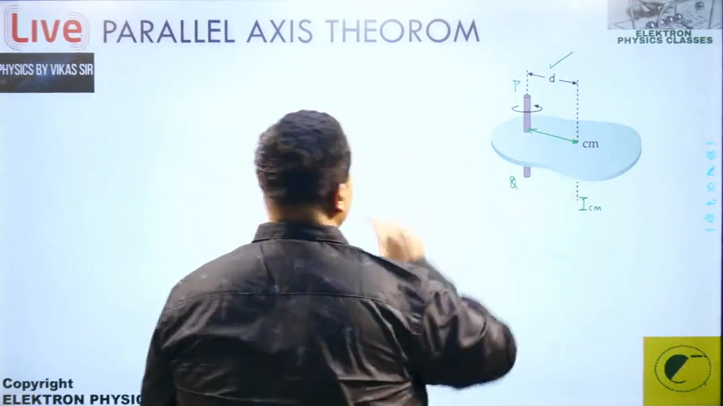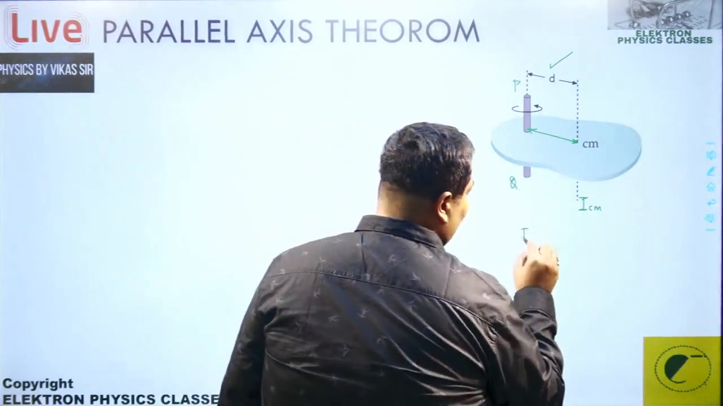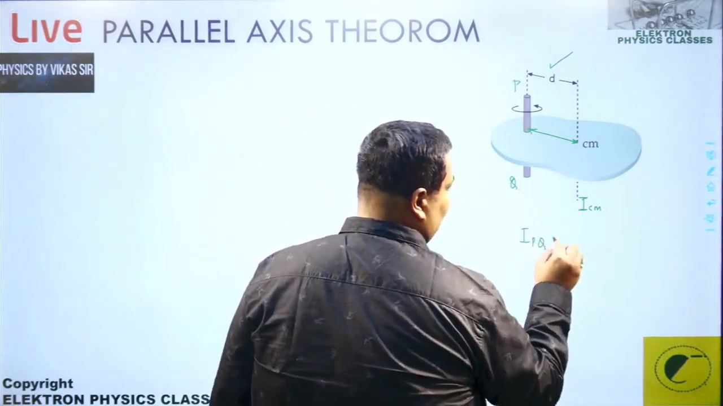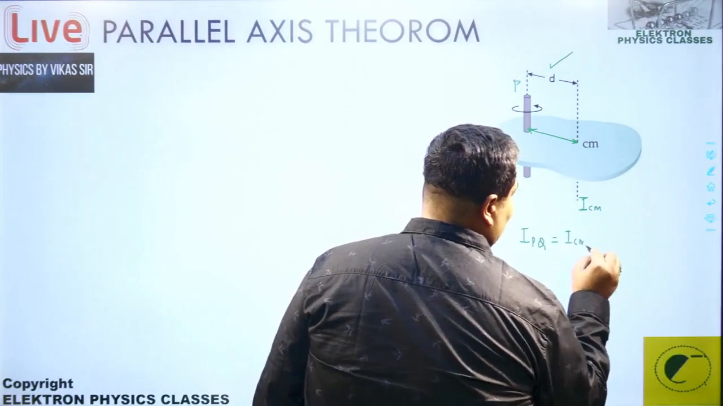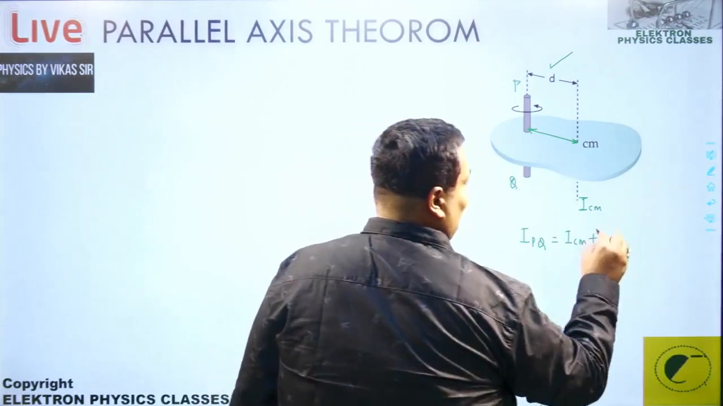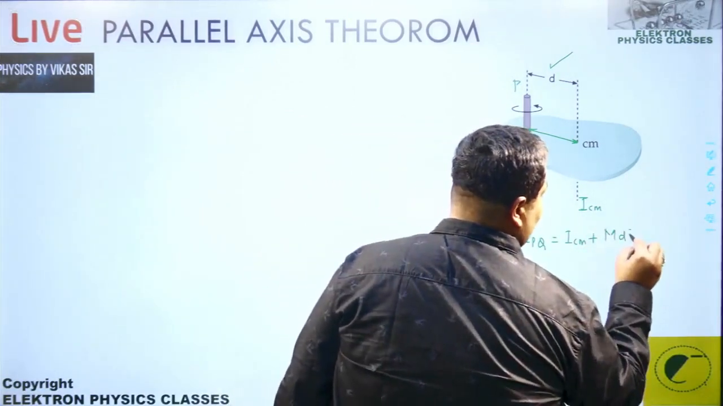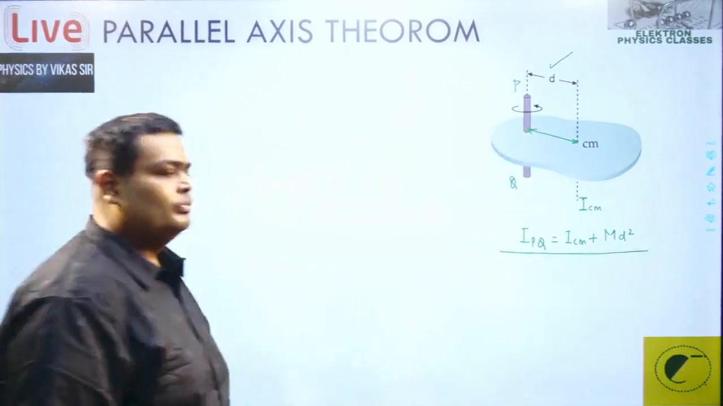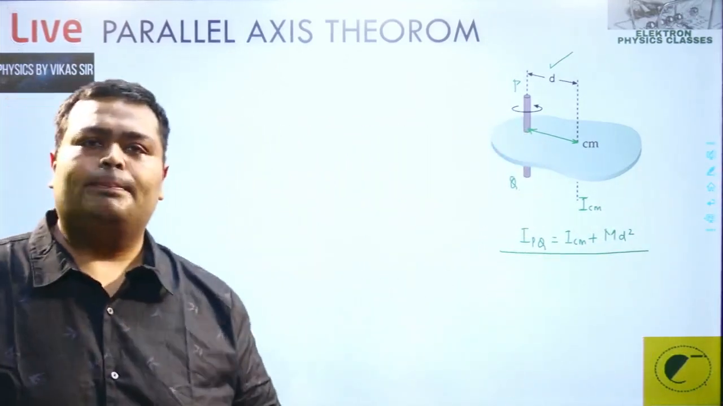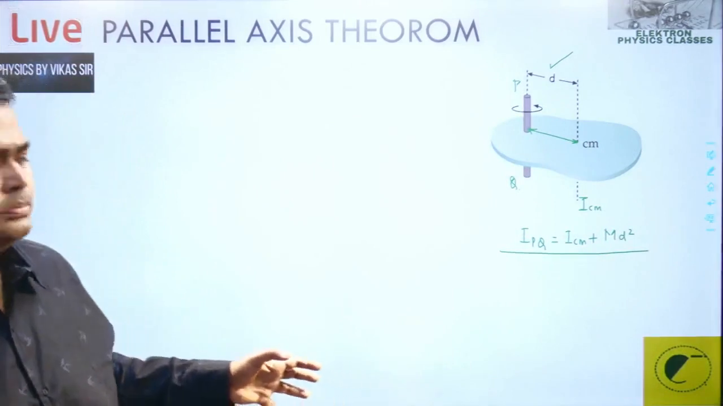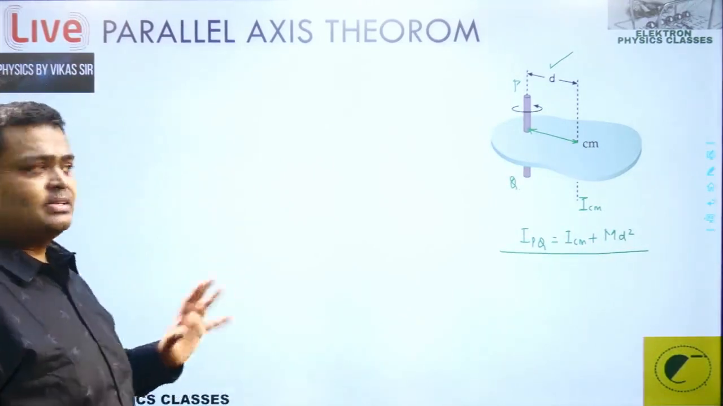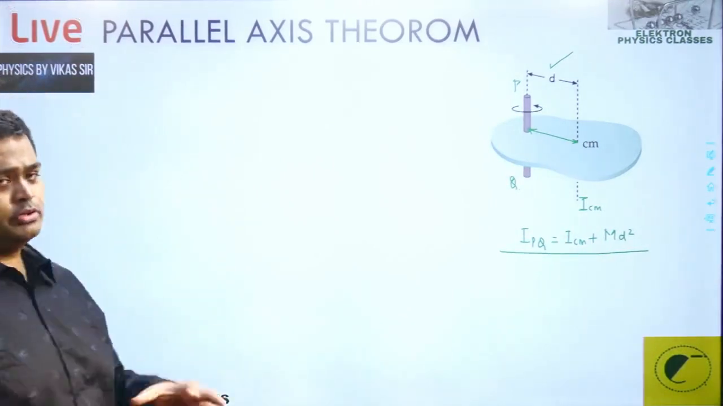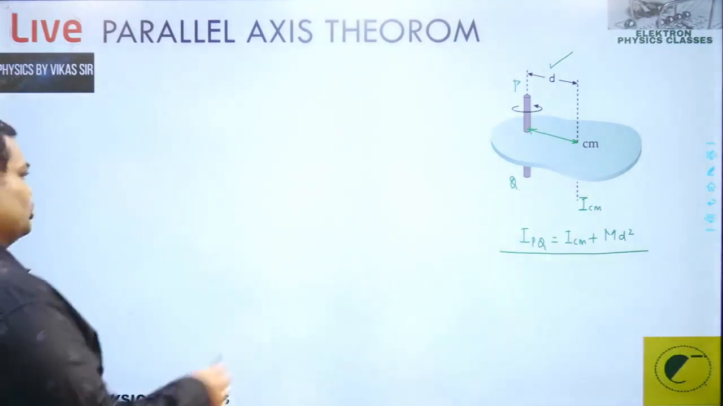Now the theorem says that the moment of inertia about the PQ axis is equal to the moment of inertia about the center of mass axis plus m into d square, where m is the mass of the rigid body. This is defined as the parallel axis theorem. Now you will be asking, where does it come from? So let me show you.